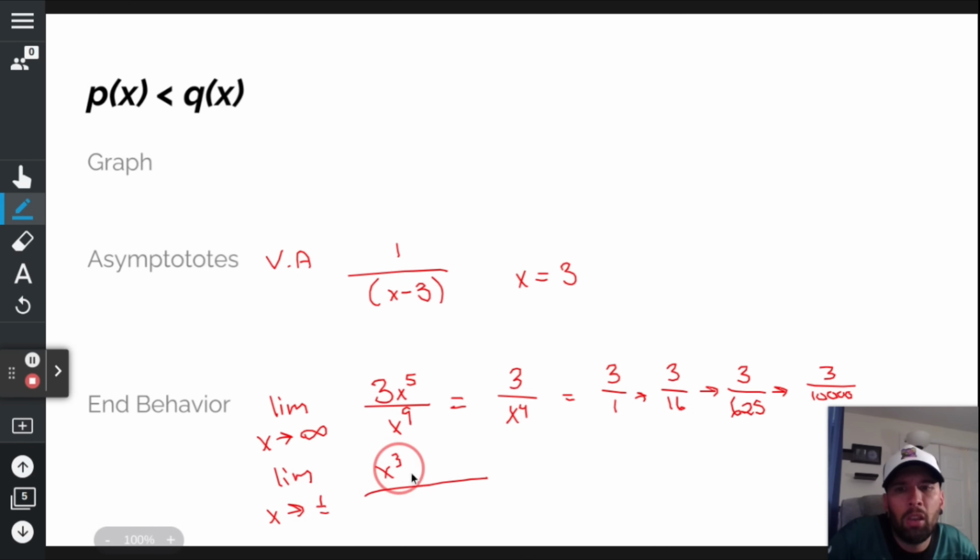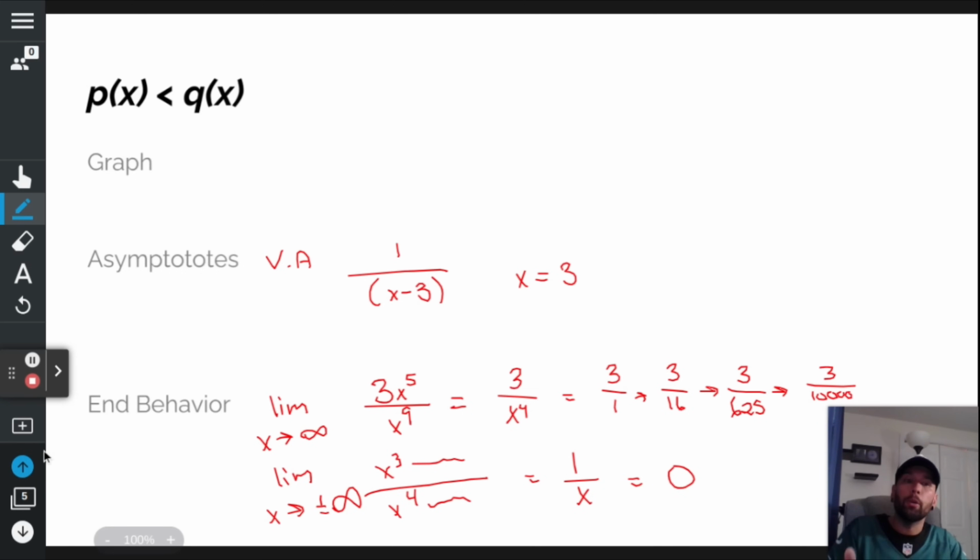So if I have x to the third up here, and x to the fourth down here, whatever is going to happen, whenever your x is more dominant in the denominator, you are always going to hit 0 when your limit approaches either infinity. So that's the end behavior.